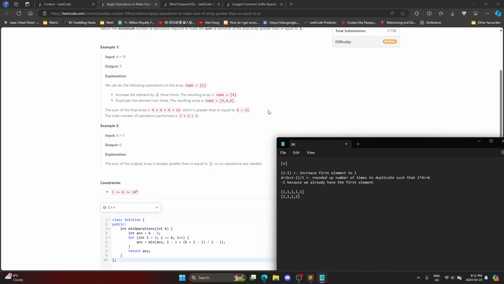So you basically could do 1, 3, right? Because you increment this and you increment this 2 times. Or you can just do 4. You can do 5, right? Or you can also do 1, 4. So this is what you can do, right?